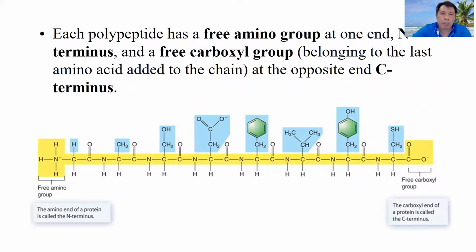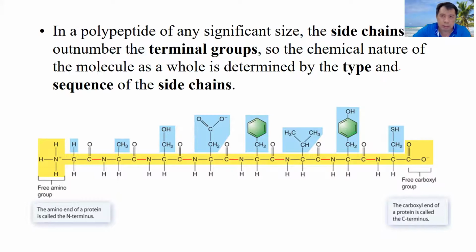So each polypeptide has a free N terminus, like I just mentioned to you, and the free carboxyl group at the other end is called the C terminus. From here you can see the terminal groups and also the difference in the side chains. And then the whole polypeptide is determined by the type of side chain, that means the type of amino acid, and the sequence in which the amino acids are arranged.